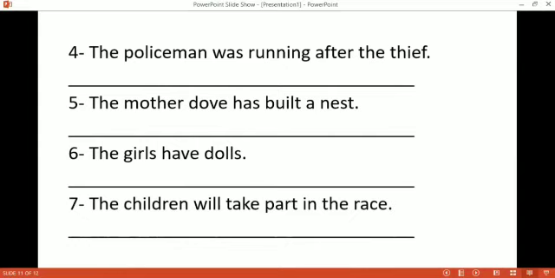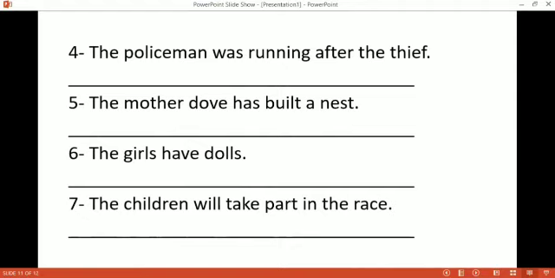Was the policeman running after the thief? We will take out "was" from the start. W of "was" is capital, T of "the" is small, and at the end, a full question mark. The policeman was running. Was the policeman running?